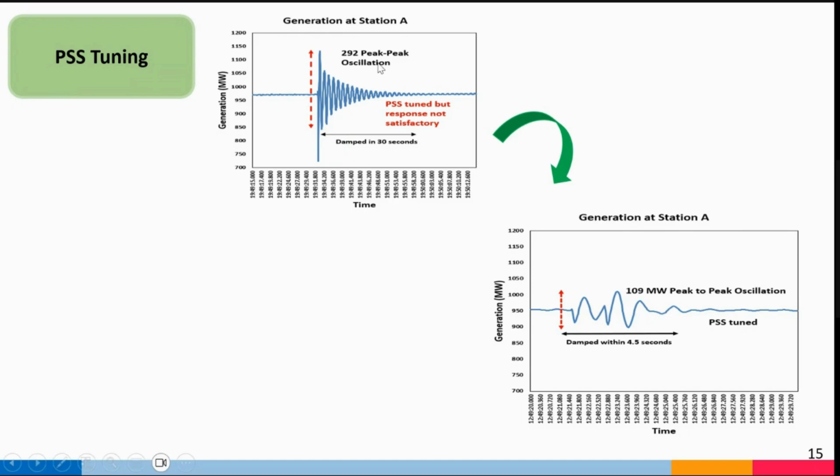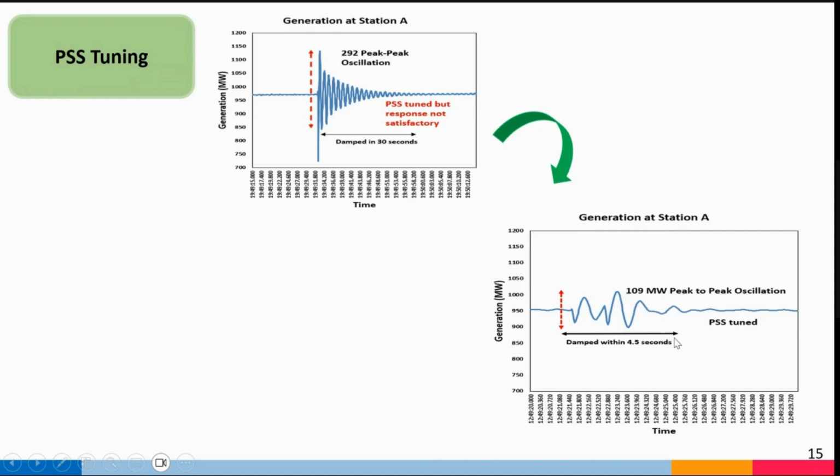After this event, we analyzed one event where the oscillation was very severe. For a 1000 megawatt plant, it was oscillating with a peak to peak oscillation of around 292 megawatt, roughly 300 megawatt, and the damping took 30 seconds. After this feedback was given to the plant, they went for retuning. Then for another event, we see that the oscillation peak magnitude has reduced significantly, and the damping is within 4 to 5 seconds.